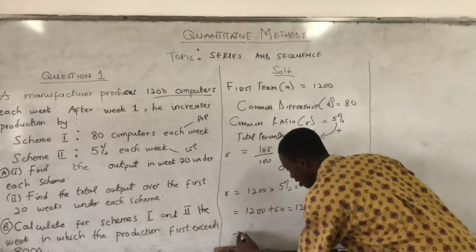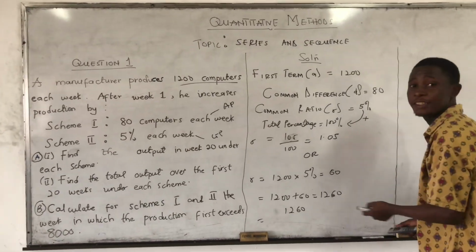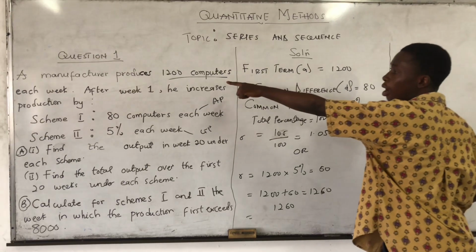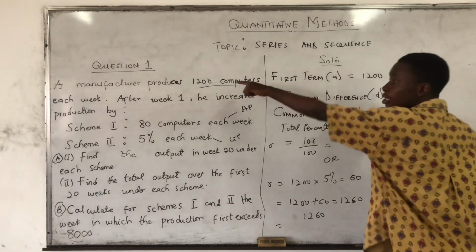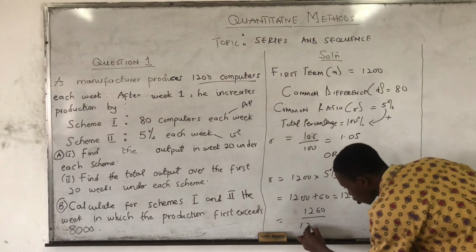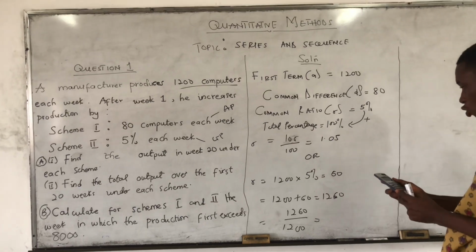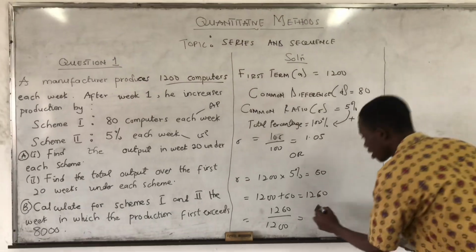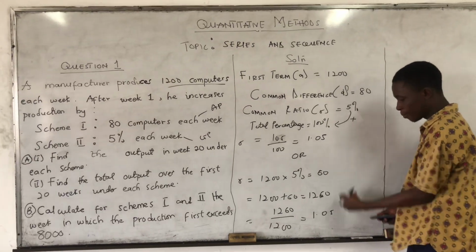So now the last thing is we now have our total, 1,260. I then finally divide it by the total number of computers that the manufacturer was using initially, which is 1,200. So 1,260 divided by 1,200. What am I getting? I'm getting 1.05. So as you can see, it's meeting.